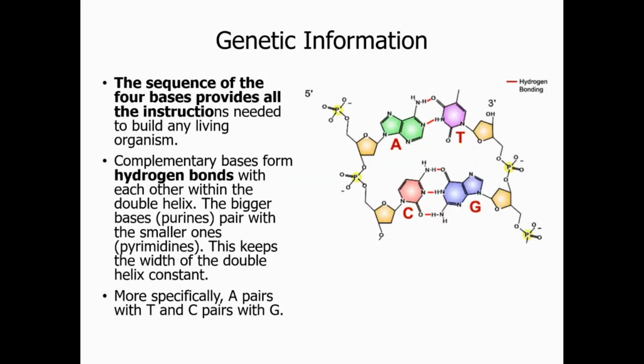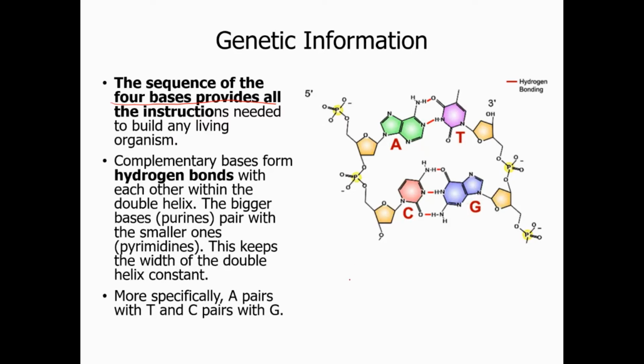Okay, now talking about genetic information. This information is stored in DNA, but how do you store information? It's stored in the sequence of the four bases. Remember when we talked about nucleotides, everything else is the same, right? The pentose sugar is the same, the phosphate group is the same. There are no variations in those two components. The only component that you can change is the nitrogenous base. So that gives us a way to store lots and lots of information.